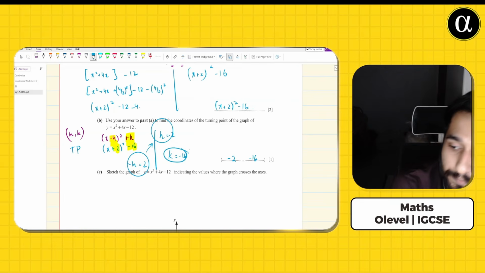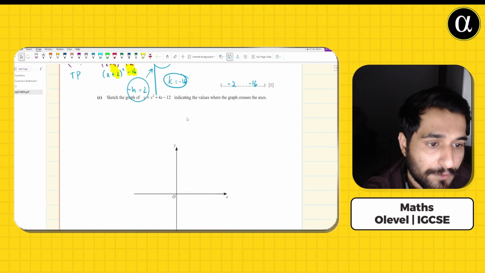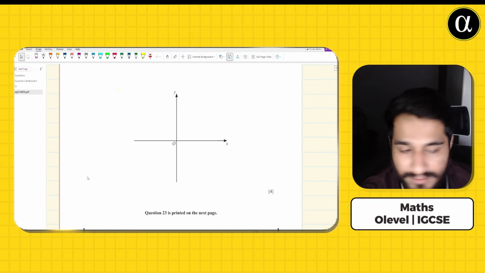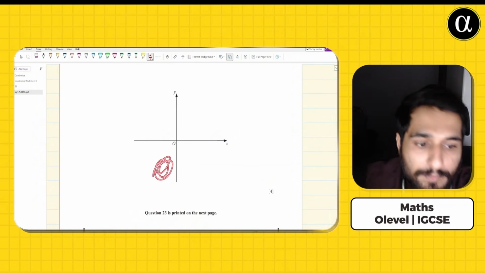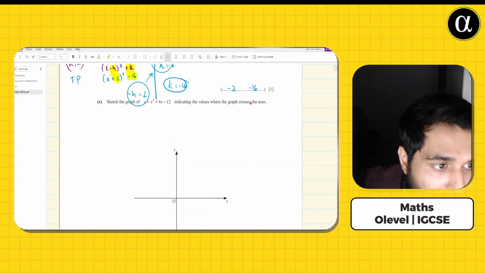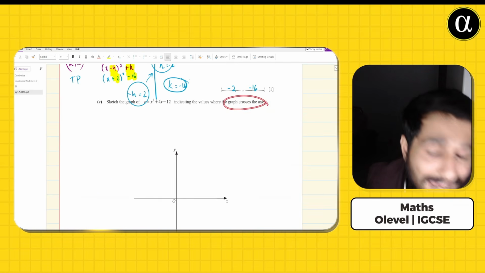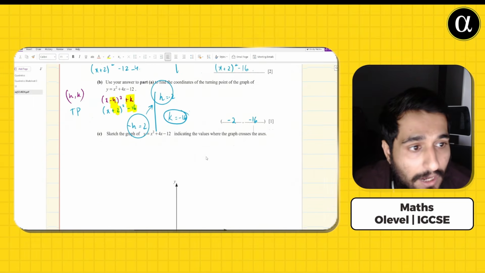Now we are supposed to sketch this graph. How will we sketch this graph? Let's see. Now we know the turning point is minus 2 and minus 16, so minus 2 and minus 16 will be drawn somewhere over here. But before we move on to that part, what exactly does the examiner demand? He demands indicating where the graph crosses the axes, which means we're supposed to find the x-intercepts and the y-intercepts. Now how do we find that?